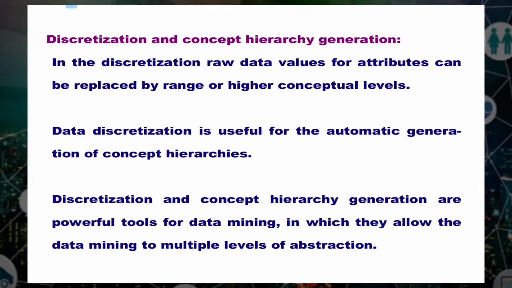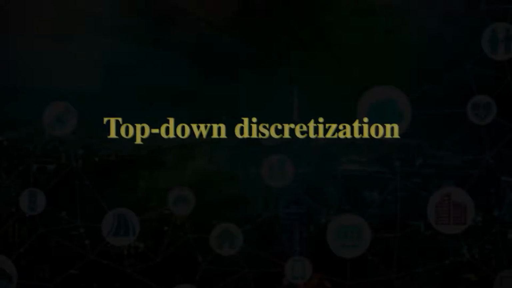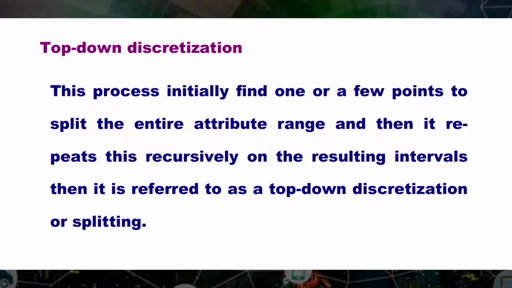The fifth concept is discretization and concept hierarchy generation. In discretization, raw data values for attributes can be replaced by ranges or higher conceptual levels. Data discretization is useful for the automatic generation of concept hierarchies. Discretization and concept hierarchy generation are powerful tools for data mining, in which they allow data mining at multiple levels of abstraction. The next concept is top-down discretization. This process initially finds one or a few points to split the entire attribute range, and then it repeats this recursively on the resulting intervals. Then it is referred to as top-down discretization or splitting.